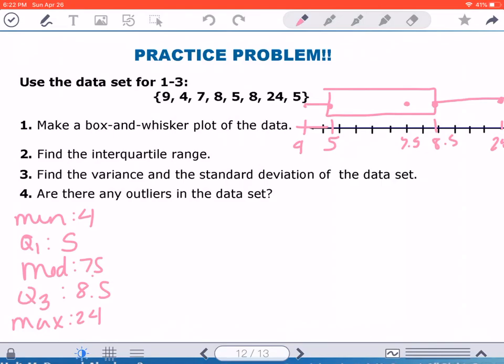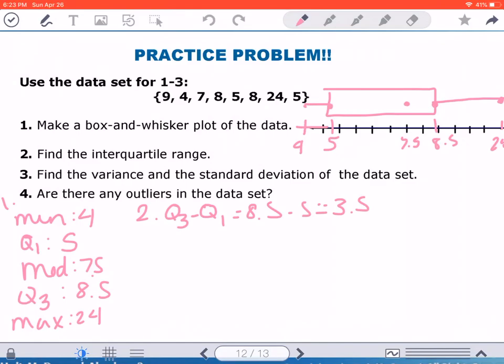So the next thing that I want to do is number 2, so this was number 1, right? Number 2, I want to find the interquartile range. So I want to take Q3 and subtract off Q1 to find my interquartile range. So 8.5 minus 5 is going to yield, you guessed it, 3.5 for your interquartile range. That should be an equal sign.